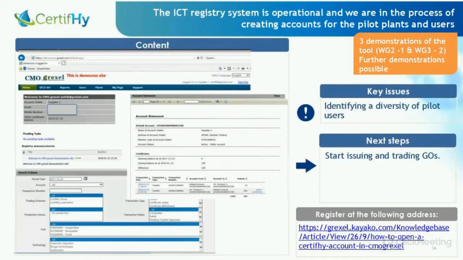Okay. So that's about the pilot cases that we are setting up. I would like to mention that these are some snapshots from the EICT infrastructure that has been modified for CertifHy. It's based on the renewable electricity GO scheme, and you can see in the bottom right box the link with all the information necessary on how to create an account in the GO system.